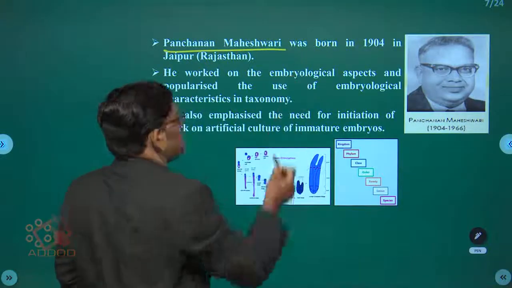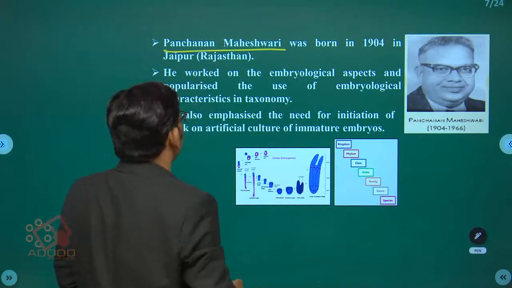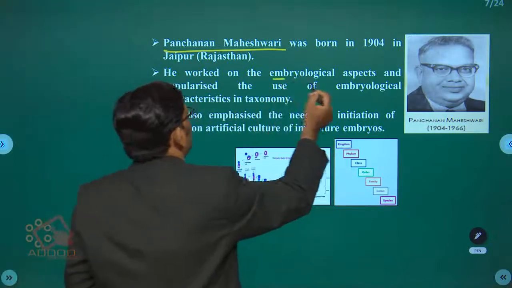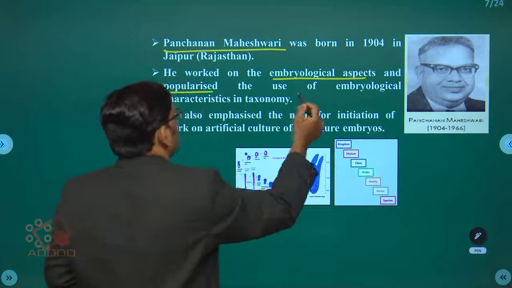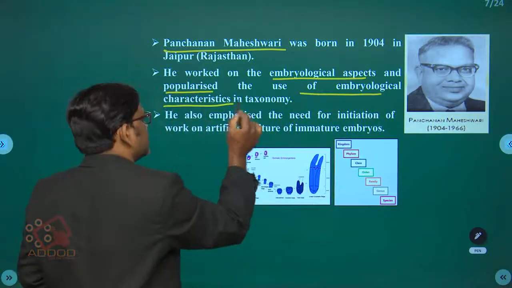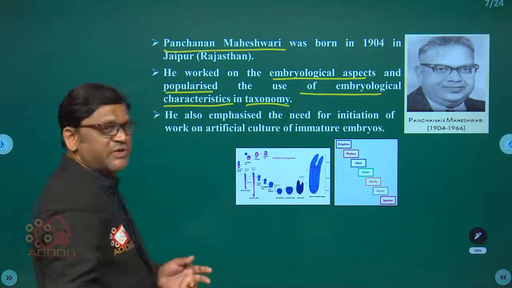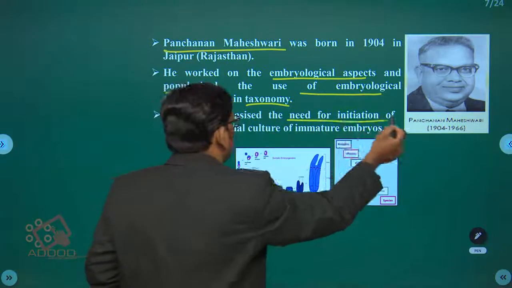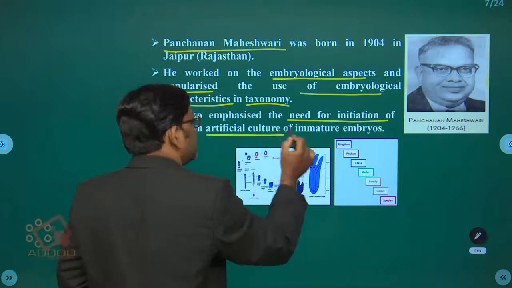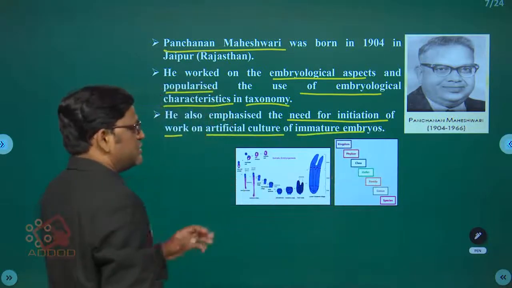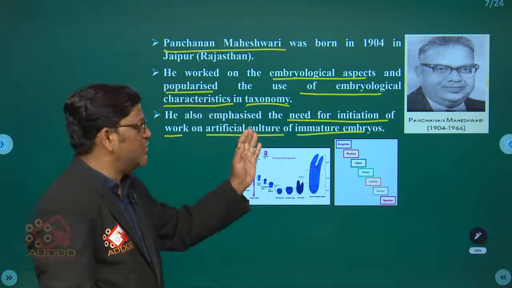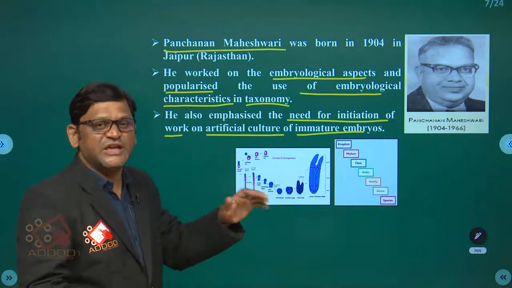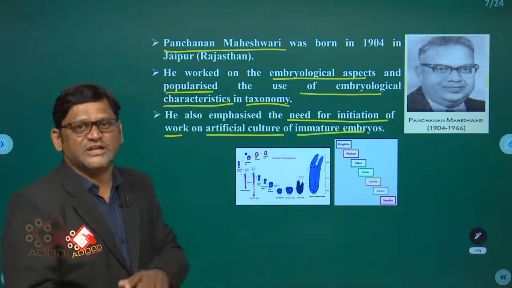Panchanan Maheshwari, or P. Maheshwari, is a famous Indian embryologist. He worked on many embryological aspects and popularized the use of embryological characteristics in taxonomy. So while classifying plants, we can take embryology into consideration. He also emphasized the need to initiate work on the artificial culture of immature embryos. He is the man who initiated the work on artificial culture, and he laid the foundation for IVF, we can say.